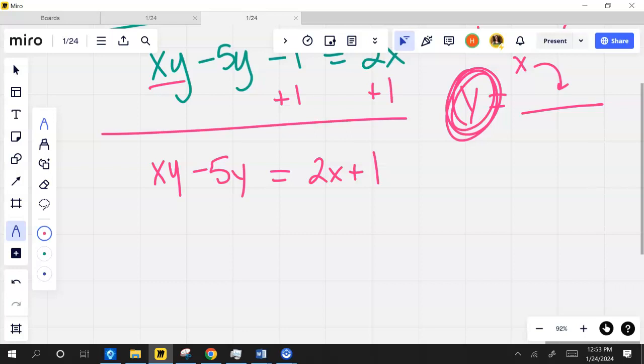Remember, my goal is to solve it for y, right? I've only got y on one side, but to do that, I only need one y. I've got 2 y's right now. But if I took a y out here, now I have y written only one time. Now I can solve it. What do you do? Yes. Divide by x minus 5.